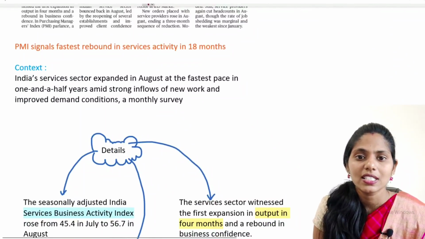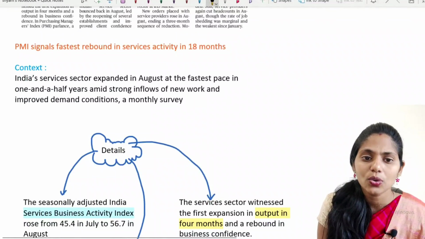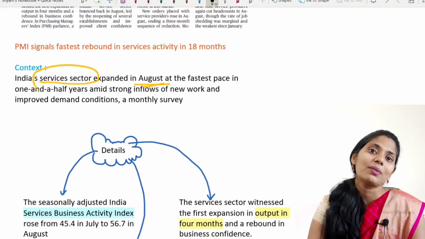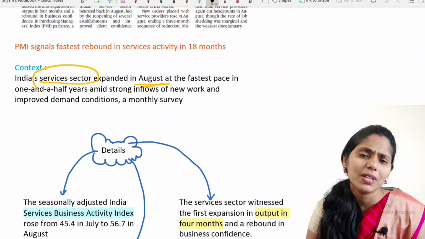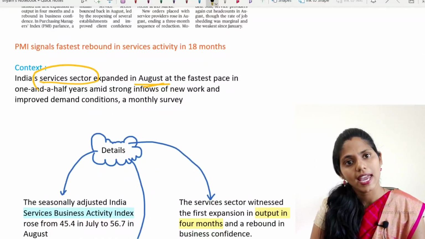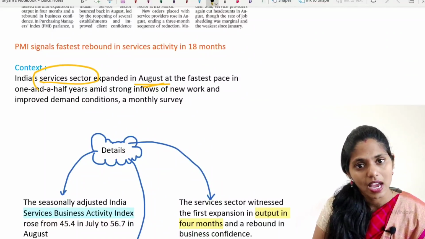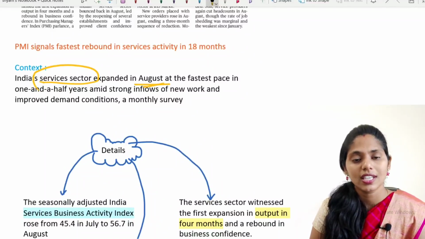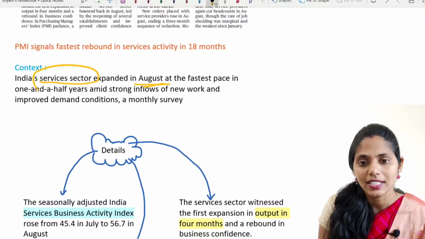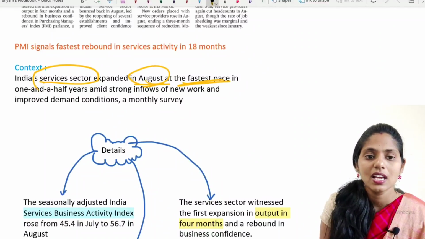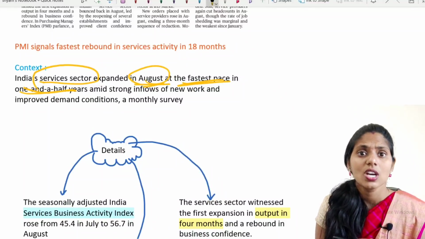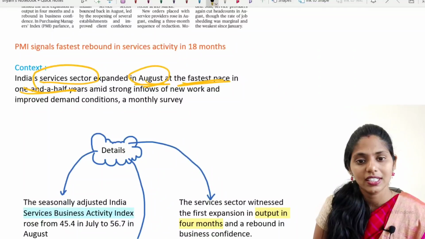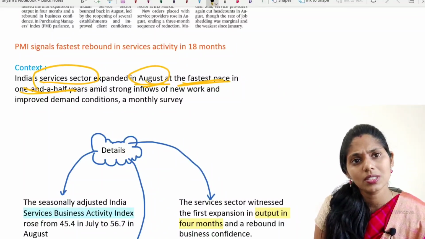If you see the context, it mainly says that India's services sector expanded in August. So it is mainly talking about the service sector. Actually this PMI is given separately for manufacturing and separately for the service sector. So this article is mainly talking about the service sector. India's services sector expanded in August at the fastest pace in 1.5 years, according to this PMI.